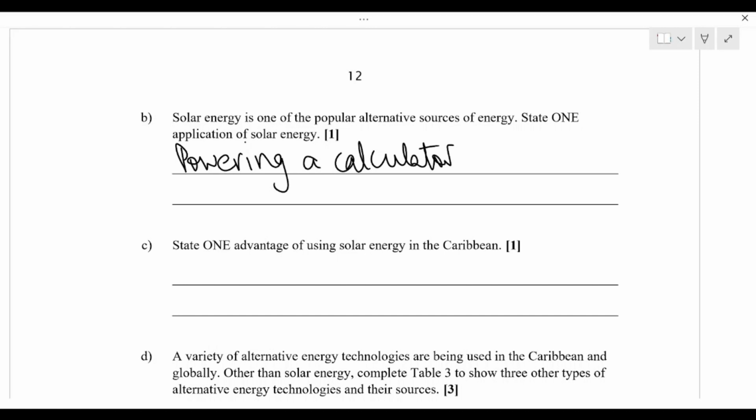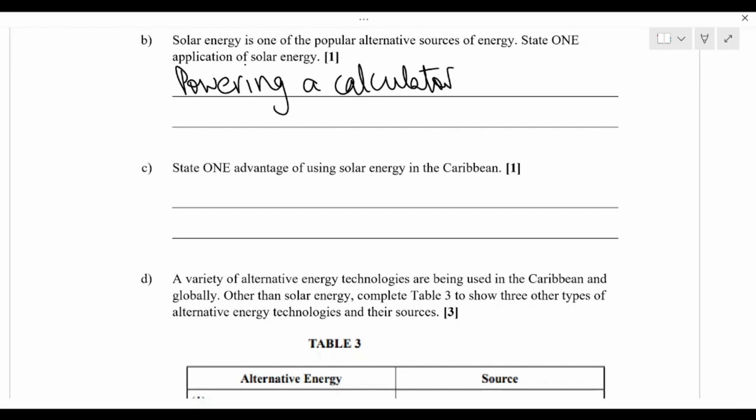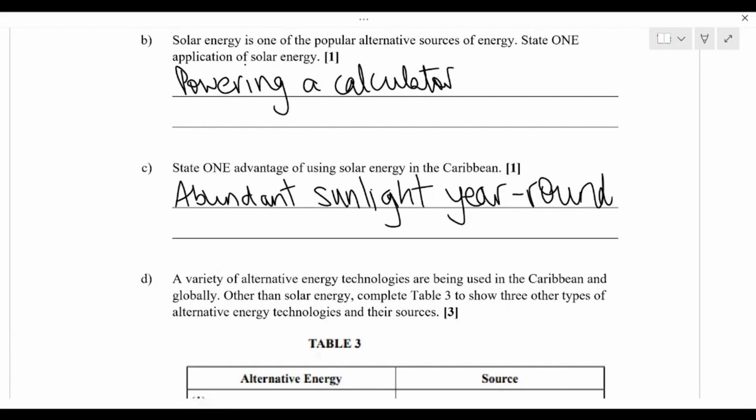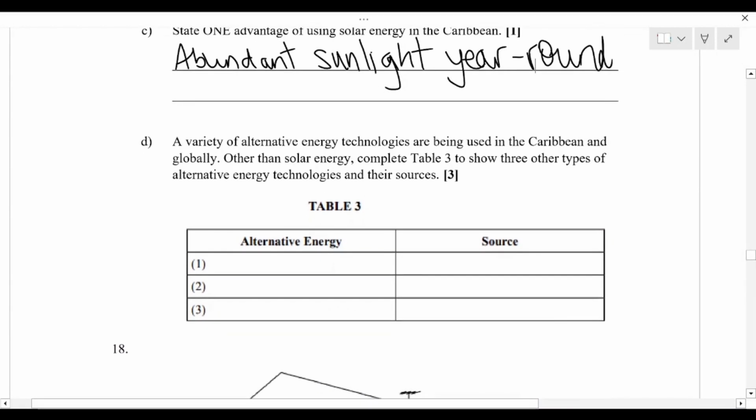State one advantage of using solar energy in the Caribbean. Now, the Caribbean generally has year-round sunlight, which of course is needed for solar energy. So, there we go. A variety of alternative energy technologies are being used in the Caribbean and globally.